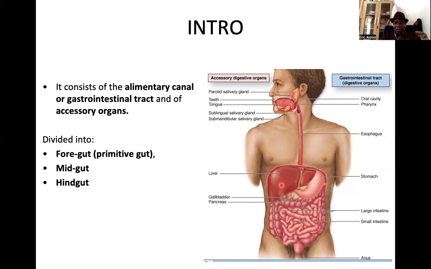You have accessory organs or structures that aid the functions of the alimentary canal. So the liver is one of them. You look at the pancreas, the gallbladder, among a few others. So this is basically what we are going to cover. Now, you have the gut divided into three main sections, okay? You have the foregut, midgut, and the hindgut.